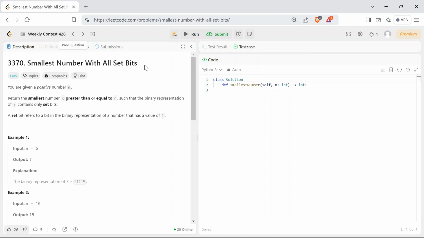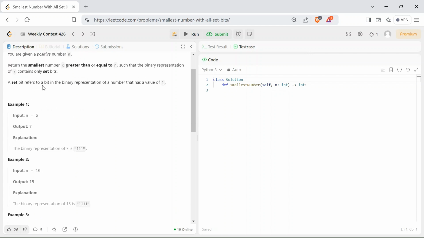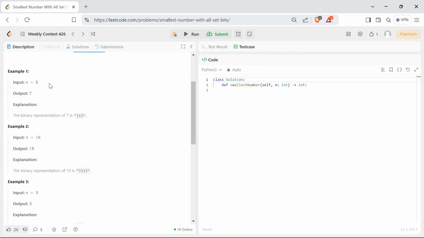Let's discuss LeetCode contest problems of December 1st today. So, this is the first problem, smallest number with all set bits. Here in this question, you are given a positive number n. Return the smallest number x greater than or equal to n, such that the binary representation of x contains only set bits. A set bit refers to a bit in the binary representation of a number that has a value of 1. Here is an example.